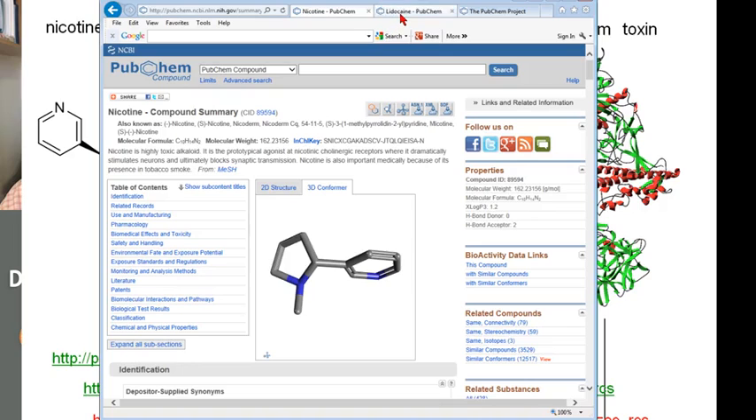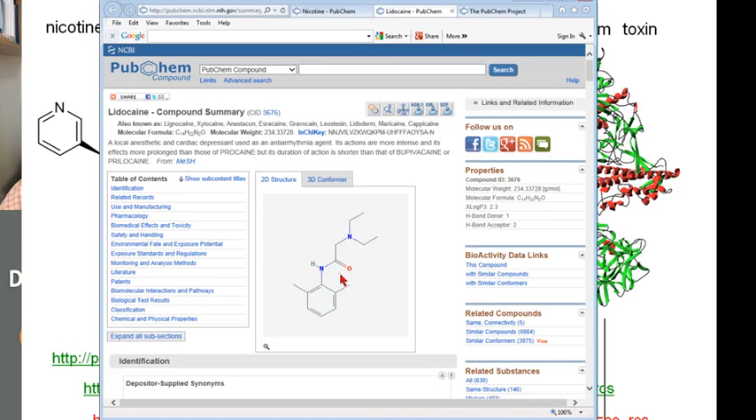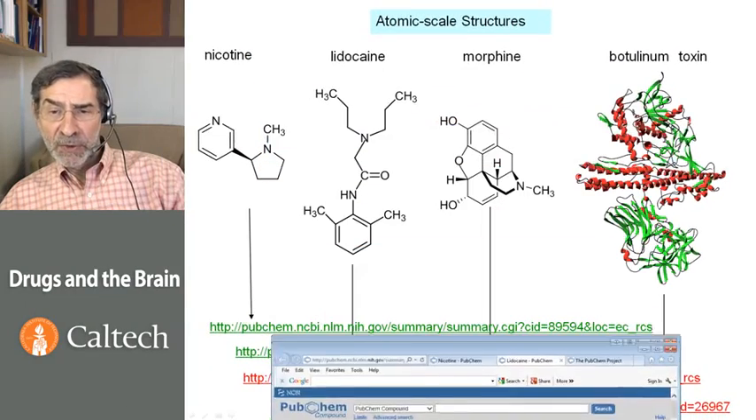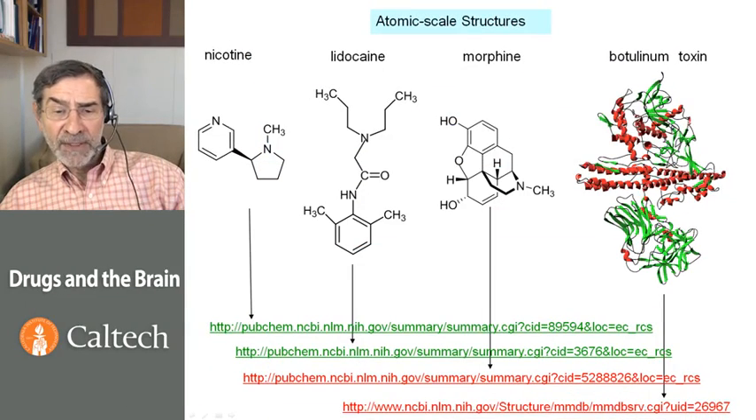We can do the same for lidocaine. Here for lidocaine, we add the fact that the oxygen atom is usually portrayed in red. To get a nice structure of botulinum toxin, we would go to the protein data bank, and we will do so in subsequent lectures, but not today.